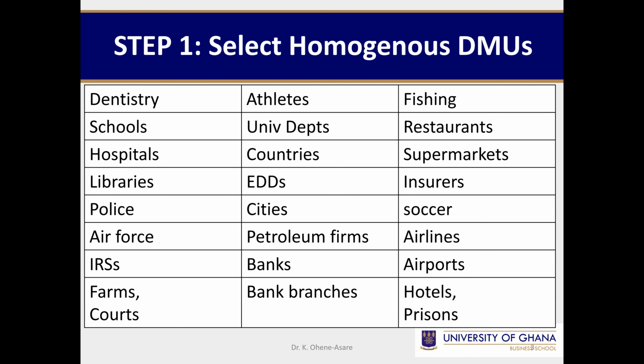So the first thing to do is to select your DMUs. So let me see whether you all have your DMUs. If you have your DMUs, you type yes. Step one. Do you have your DMUs selected? Do you know your decision-making units now? Are you clear now of your decision-making units?